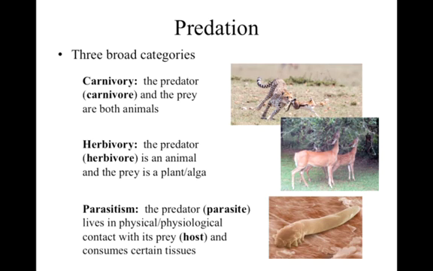Finally, we have parasitism. This is a little bit different. With parasitism, the predator is a parasite, which means that it lives in close physical proximity, usually directly on the prey, and the prey is the host. And typically with parasites, they consume only certain tissues. So the example that you see in the picture is actually a mite, and it's a mite that lives on your skin. And this is a parasite, and you are the host, and the mite actually eats your dead skin.